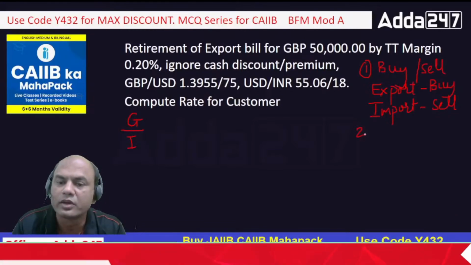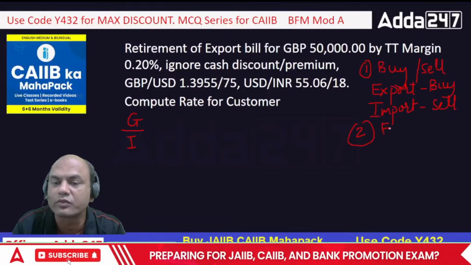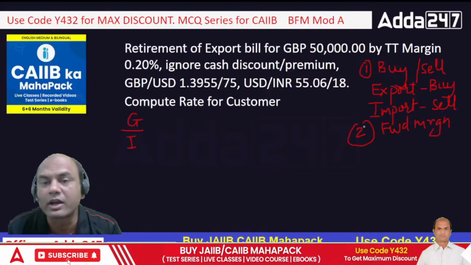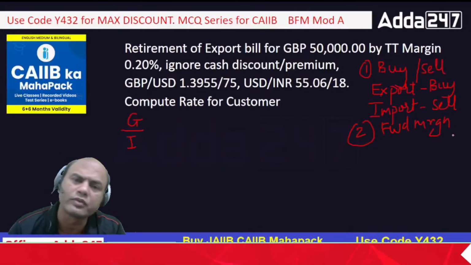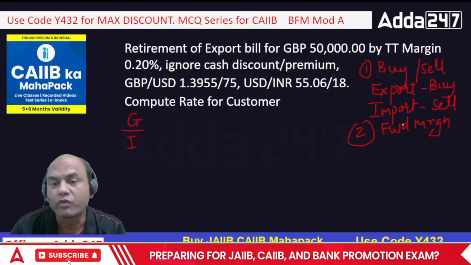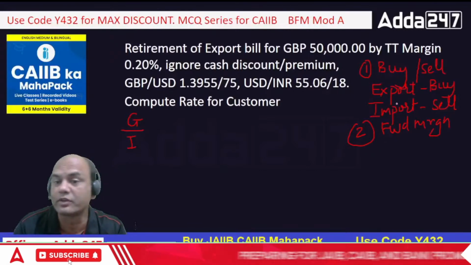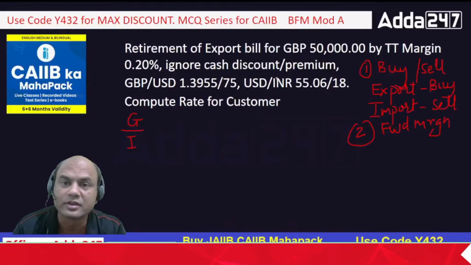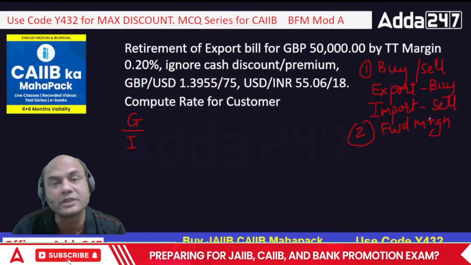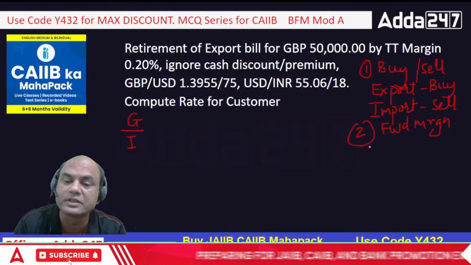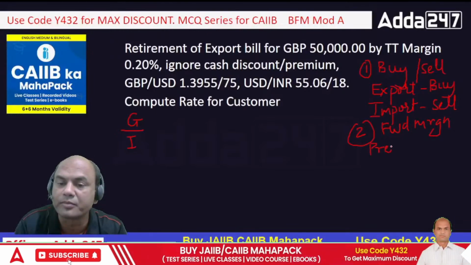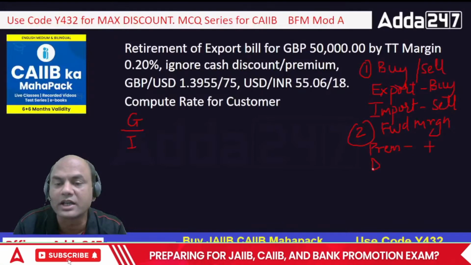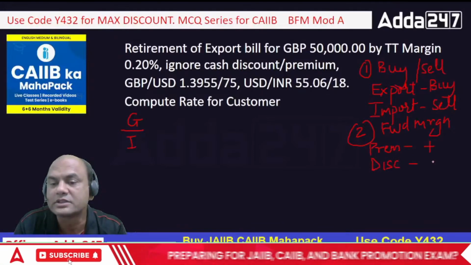Number 2, you have to decide on forward margins. What are the forward margins? Forward margins means whether any forward rate is asked. And what is the rule for forward margin? This will be useful to you, not in this problem because here forward margin is not asked, but it will be useful in various other problems. If the currency is in premium, then you will add. If the currency is in discount, then you will subtract.